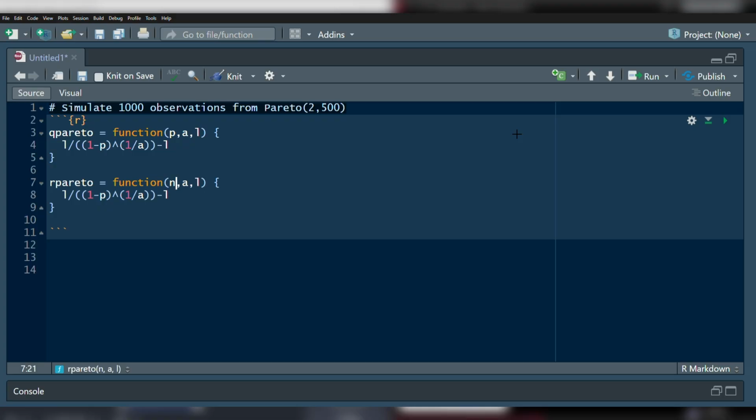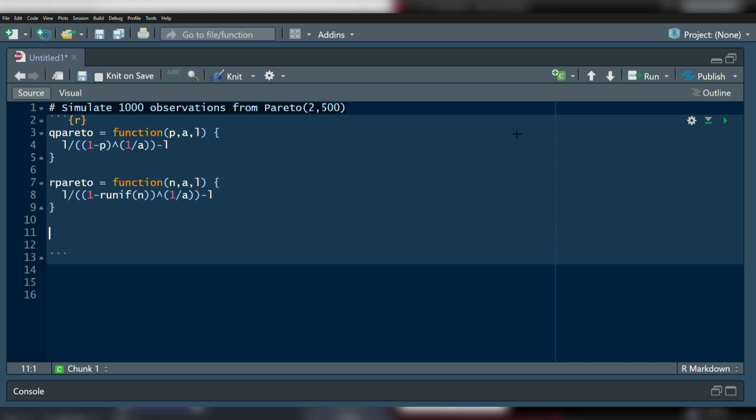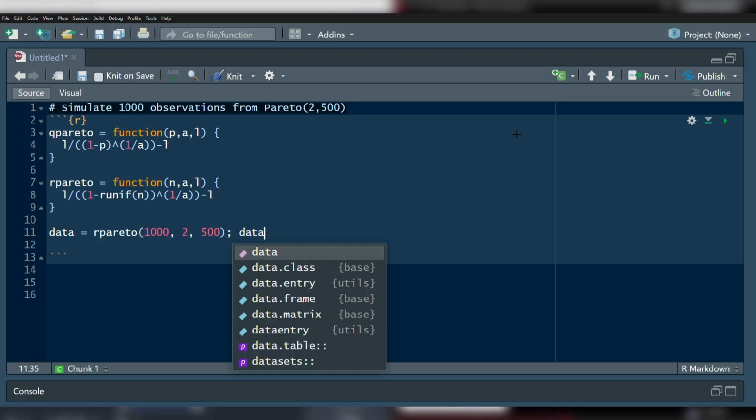Finally, we replace the probability P with runif(n), where n is the number of observations we want to generate. The runif function produces random numbers from a uniform 0-1 distribution. Passing those values through the quantile function gives us simulated data from a Pareto distribution.